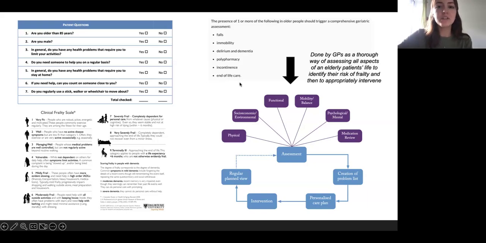You want to think about falls and immobility in these patients. You want to get a good idea of their cognitive function, and whether they might have dementia or delirium. You want to do a medication review, thinking about polypharmacy and whether they are on any medications that might interact or put them at more of a falls risk, or more of a postural hypotension risk, for example. You want to think about incontinence as well.